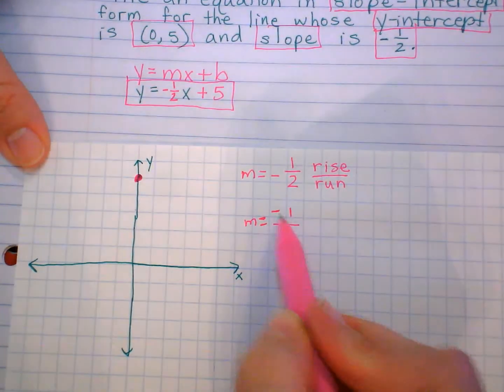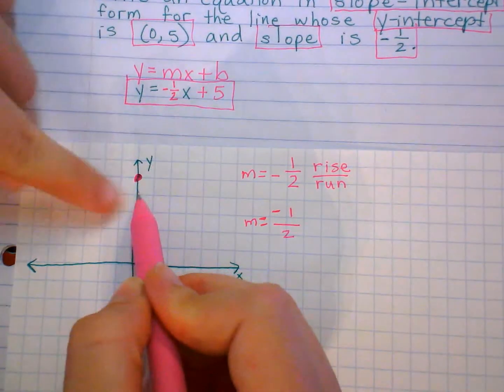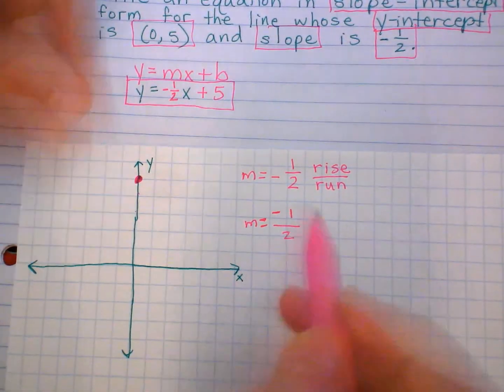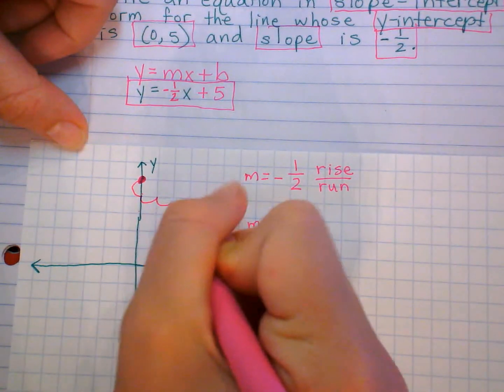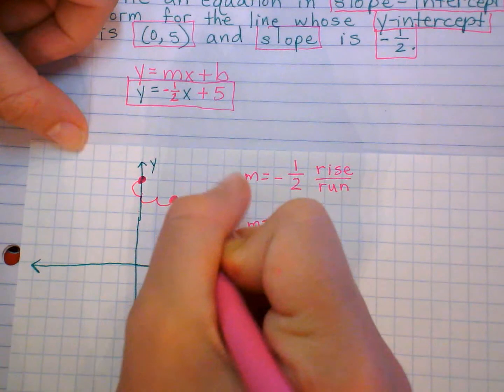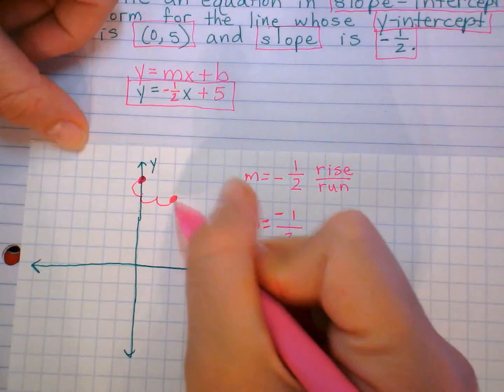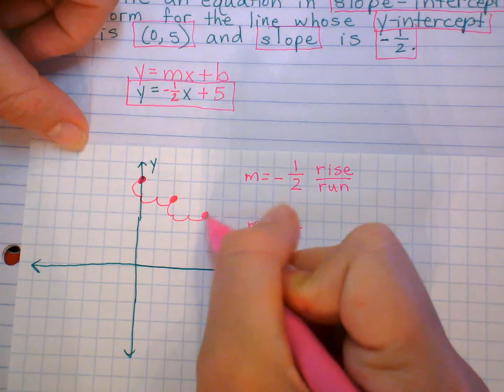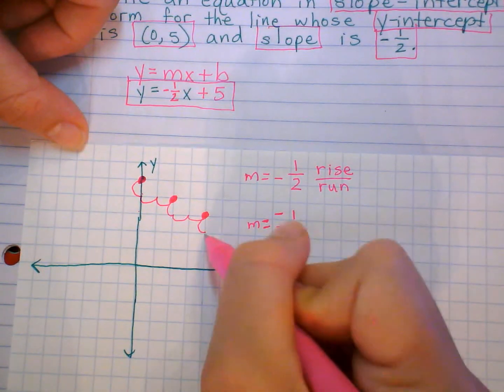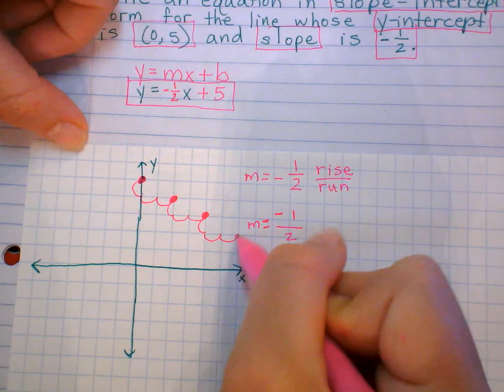So we're going to drop 1, because it's rise, so drop 1, okay, run 2. So drop 1, run right 2. And then you have another dot, and you can keep going. Drop 1, run 2. Drop 1, run 2.